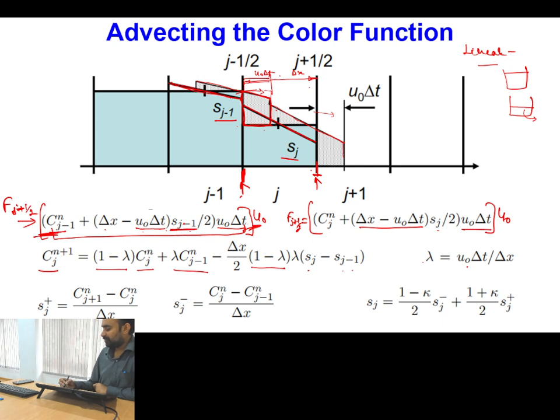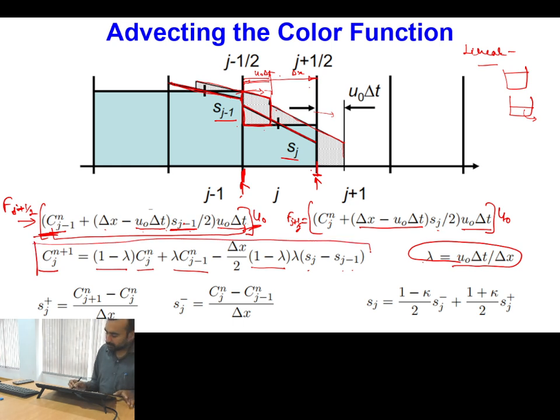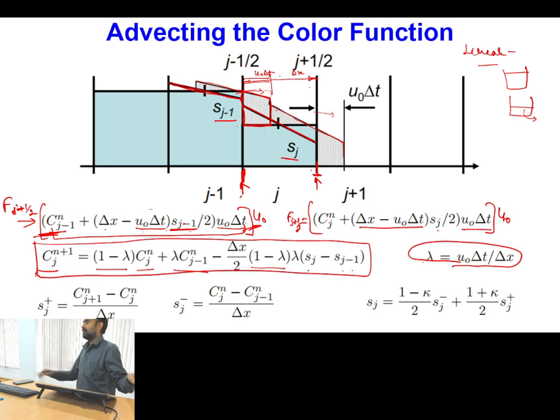Where lambda we have defined as u naught into delta t by delta x. Is this point clear? So this is the equation which can work if we are considering nothing but linear upwind scheme. Now it is important that all other parameters we know, but this Sj is something which is coming as a new parameter into our formulation.